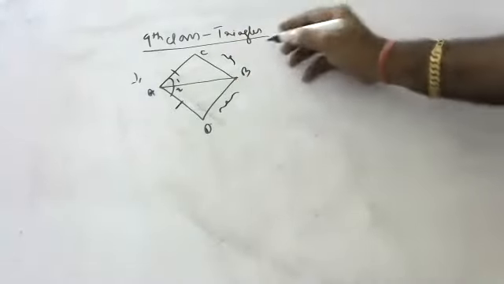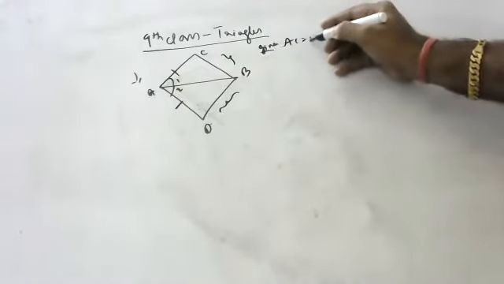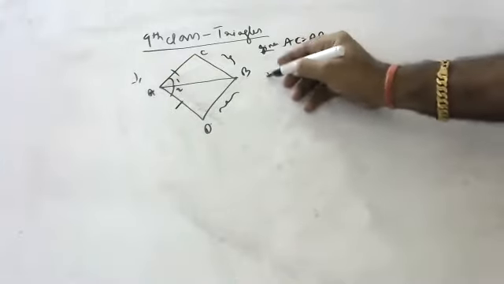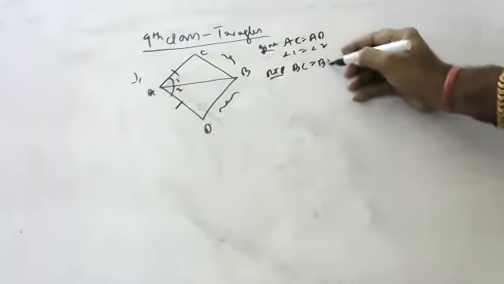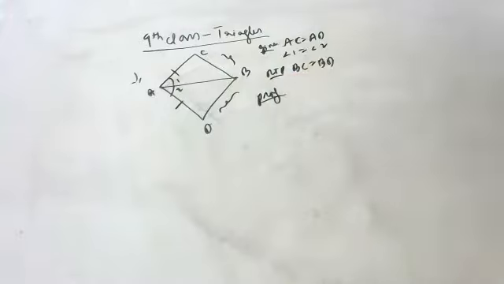Children, whenever a question comes, you have to write first what is given. What is given, children? AC is equal to AD, given. Angle 1 is equal to angle 2, given. What is required to prove, children? We have to prove that BC is equal to BD. So, proof.